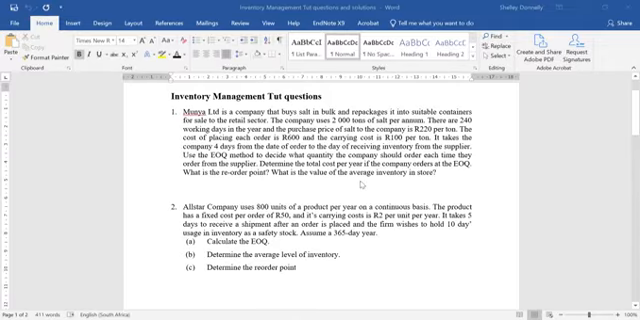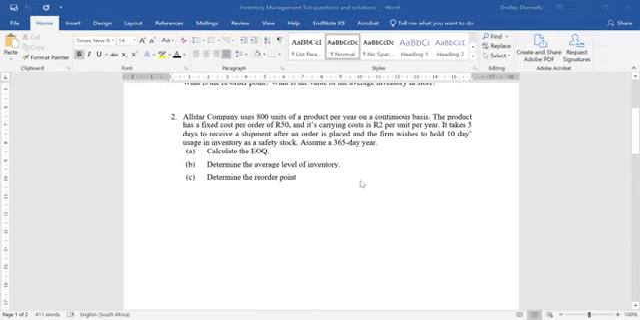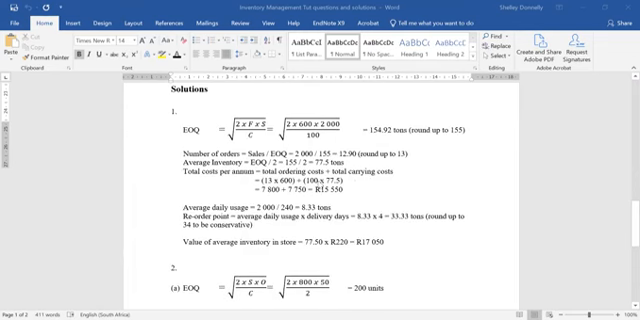The next question was total costs. Determine the total cost per year if they do order at the EOQ. Okay, well, if they order at the EOQ, if they need 2,000 units for the year, and every time they order, they're going to order 155 tons, they're going to be ordering about 13 times. We need to work out the number of orders to work out the total ordering costs.